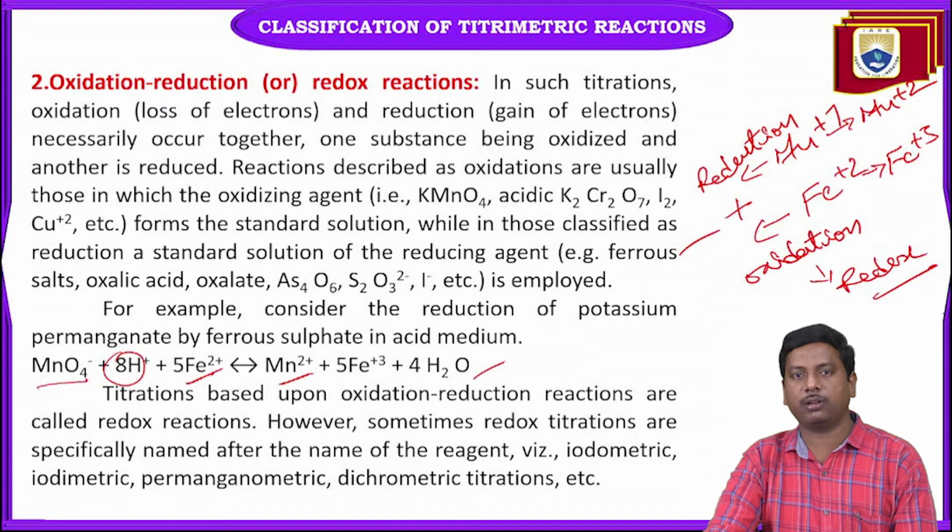Dichromatic reactions means involvement of potassium dichromate. Depending upon the type of compound involved in the redox reactions, the title of the chemical reaction is finalized. If iodine is involved, that is called iodometric. If potassium permanganate is involved, permanganometric. If dichromate is involved, that is called dichrometric titrations. So these are the types of redox reactions.